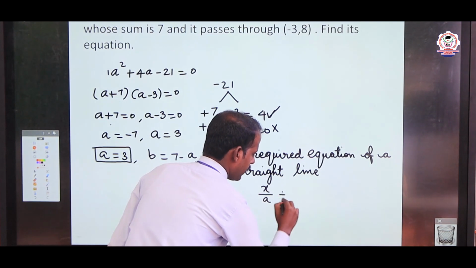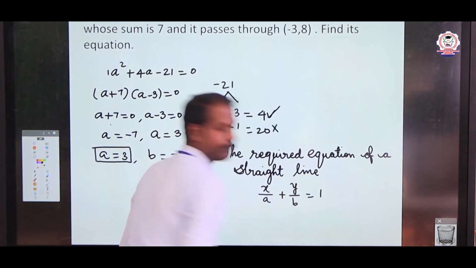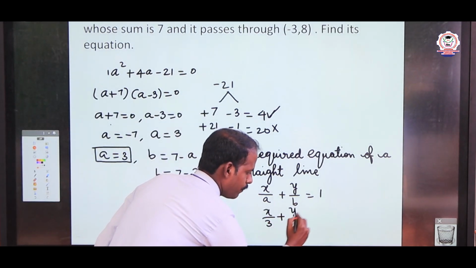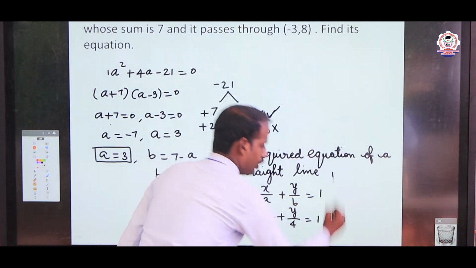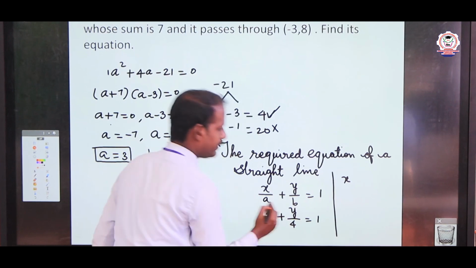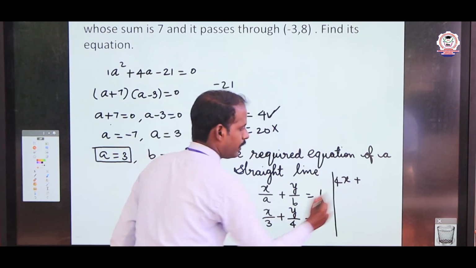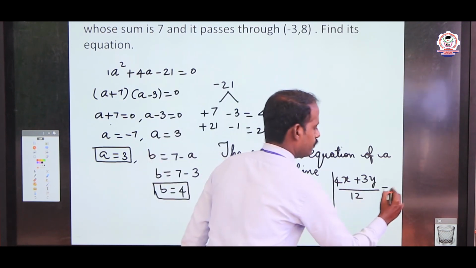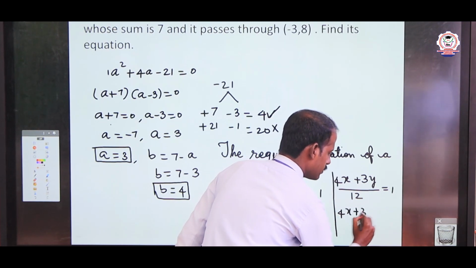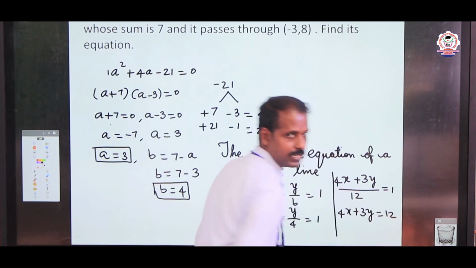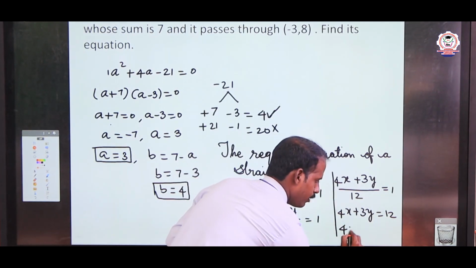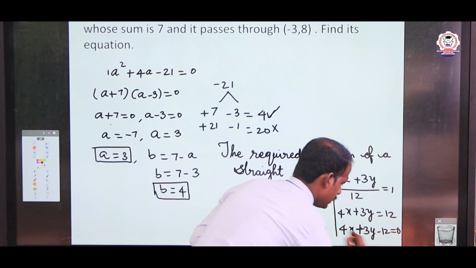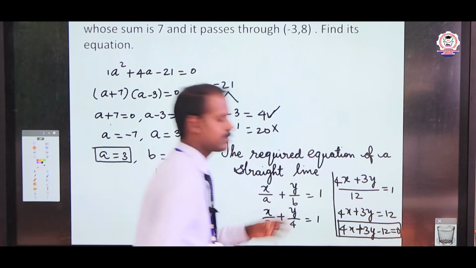x by a plus y divided by b is equal to 1. Now what is the value of a? 3. So x by 3 plus y divided by 4 equal to 1. Now cross multiply: 4 into x, 4x, plus 3 into y, 3y, divided by 12, because 4 threes are 12, is equal to 1. So 4x plus 3y is equal to 12. This 12 goes to the other side with the opposite sign. So we get 4x plus 3y minus 12 is equal to 0. This is the required equation of the straight line.